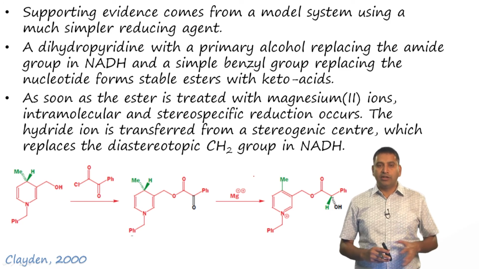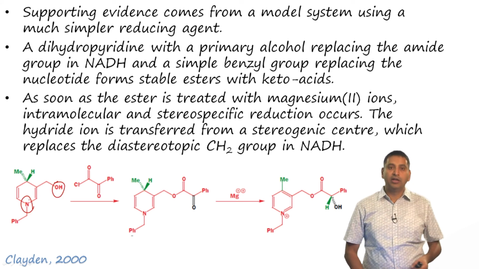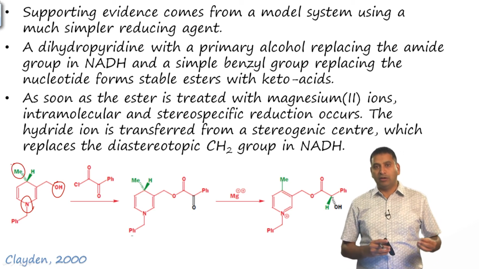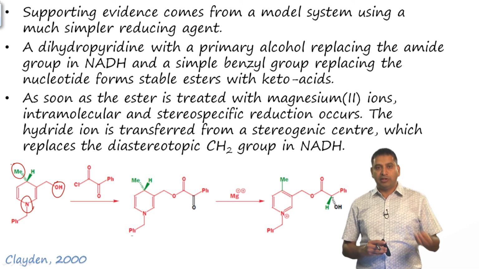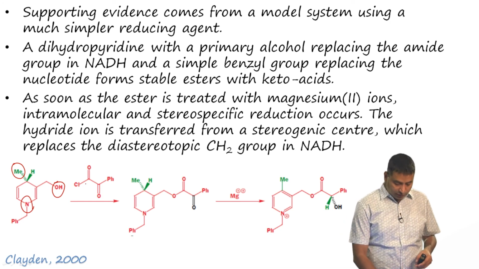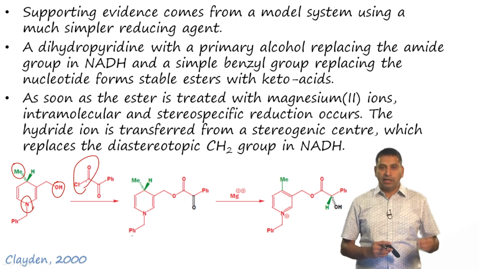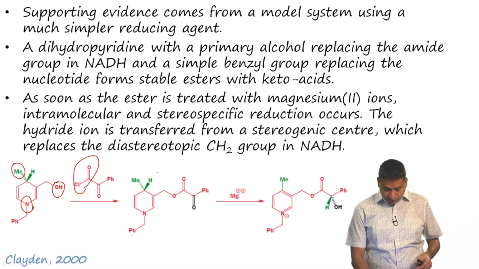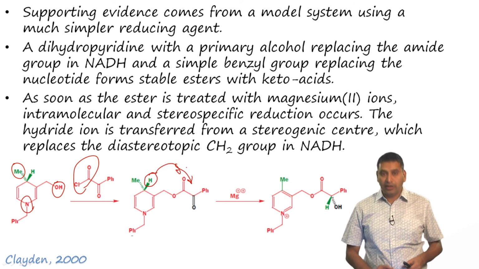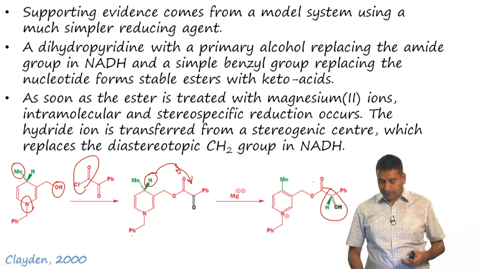Okay. So, what was done here is that a dihydropyridine with a primary alcohol was first synthesized. Notice here that this methyl group has been installed in a very stereoselective manner, so that you can distinguish or discriminate between the two faces. Then we react it with this acid chloride to give the corresponding ester. Now, when you add magnesium ions, this hydride is transferred and reacts with the ketone. Okay. So, once it reacts, you get this product which is shown here.